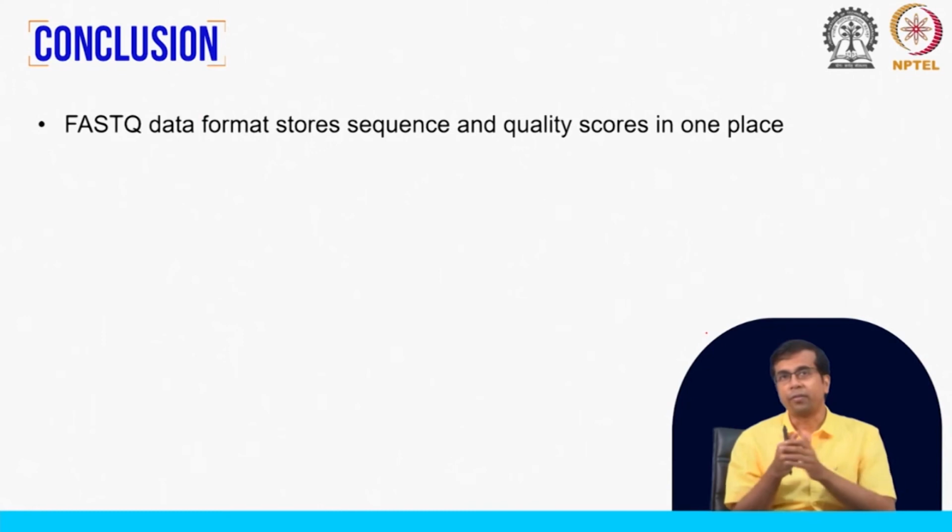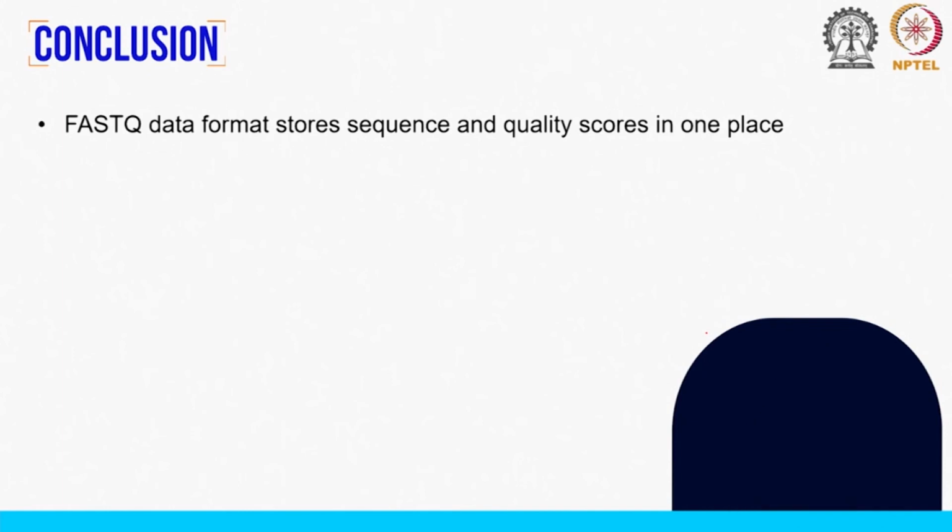Just to conclude, we have talked about the FASTQ data format in detail. This is a data format that stores sequence and quality score in one place. That is a very efficient way of storing data, because it helps in parsing the files very easily. We do not have to go back and forth between the sequence file and the quality file, which was the case with 454. You had to really struggle between these two files when you are writing your own program.